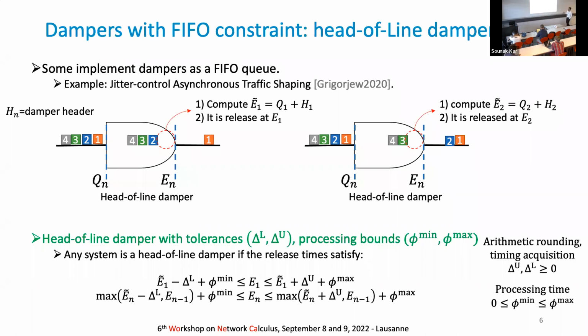There are the deltas here as a tolerance, which capture the arithmetic rounding and time acquisition. And also there is a processing time because we process the packets one by one. So we could make more sense of it when we have a burst of packets just becoming eligible, and then they have to be processed one by one. That's why the processing time comes into play.